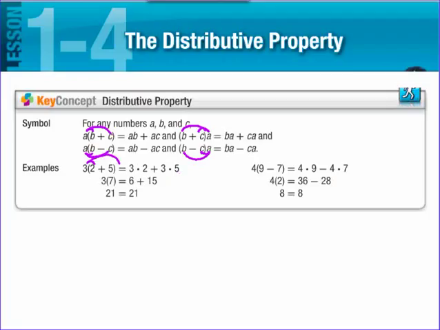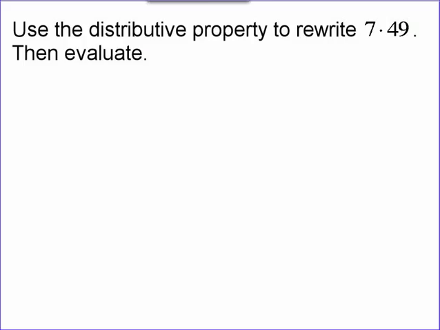So now what we're going to do is we're going to look at a problem very similar to that. We're going to rewrite 7 times 49. Okay. So I'm going to think, okay, 7 times 49 is really close to 7 times 50, right? Isn't that close? So it's really close to 50, and so I'm going to think, what do I do to 50 to get 49? I subtract 1, right? So I could write it that way. Would you agree that's the same thing?